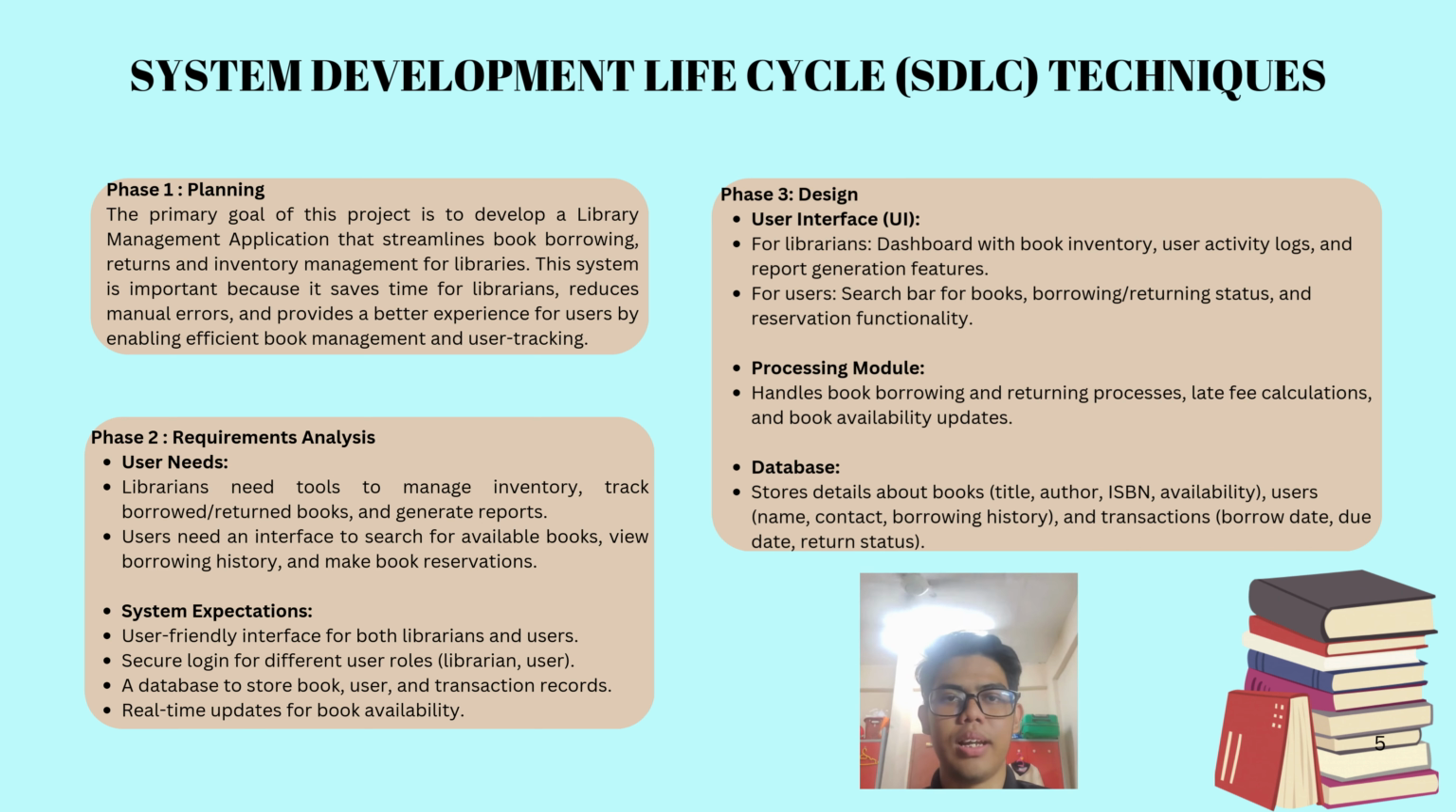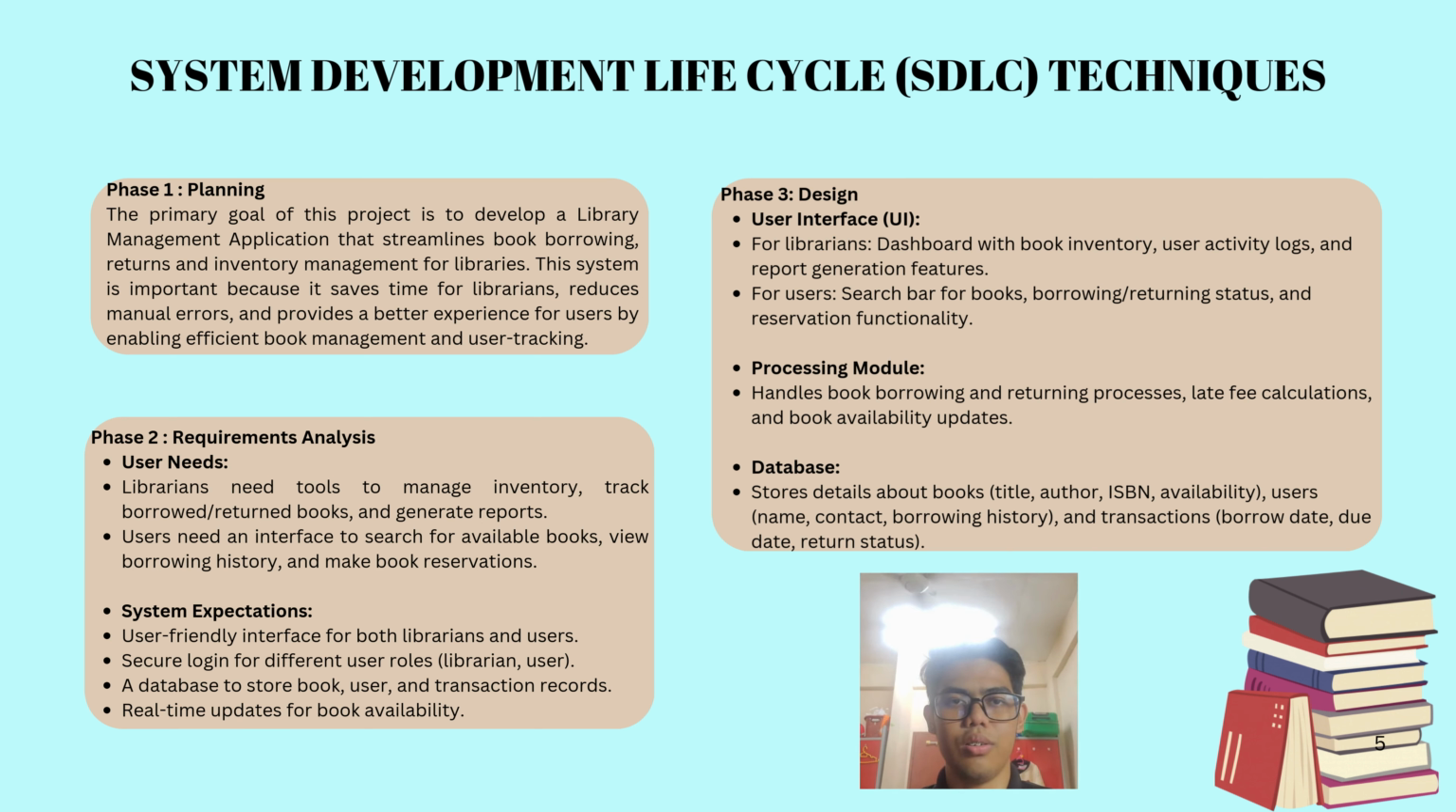Phase 2, requirement analysis. Librarians need tools to manage inventory, track borrowed and returned books, and generate reports. Users need an interface to search for available books, view borrowing history, and make book reservations. System expectations: a user-friendly interface for both librarians and users, secure login for different user roles, such as librarian and user, a database to store book, user, and transaction records, and lastly, real-time updates for book availability.